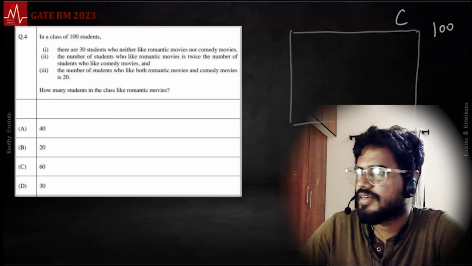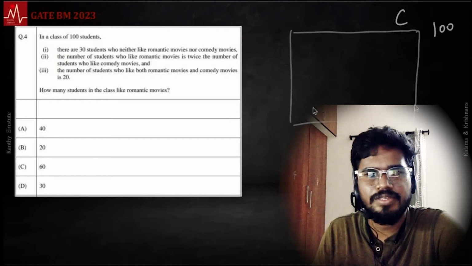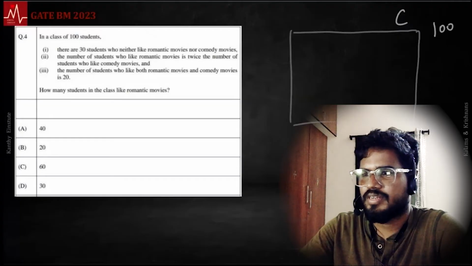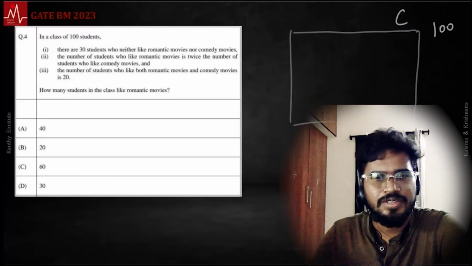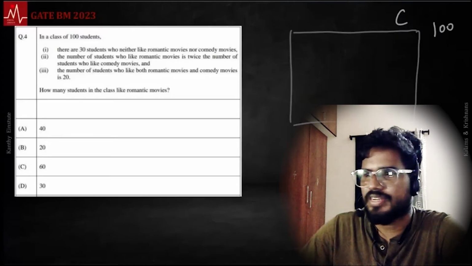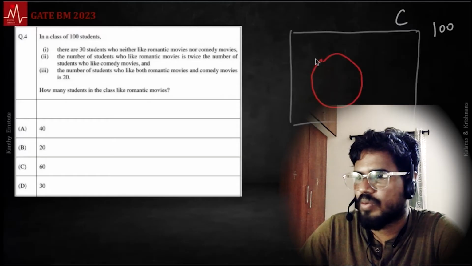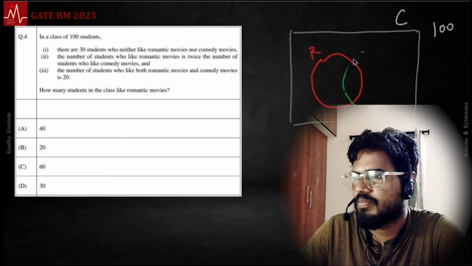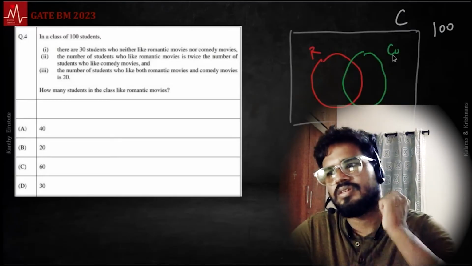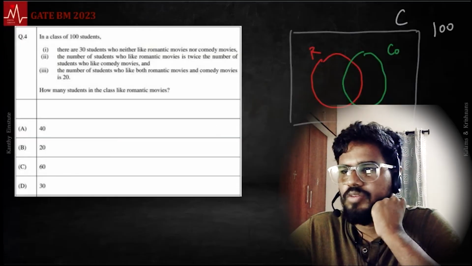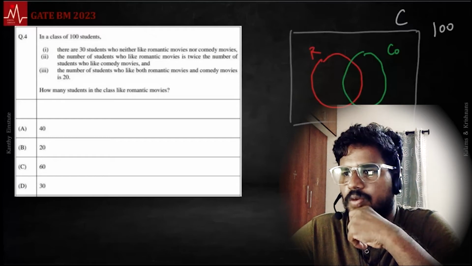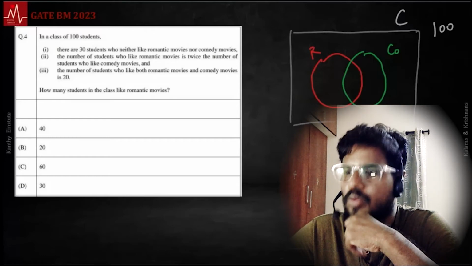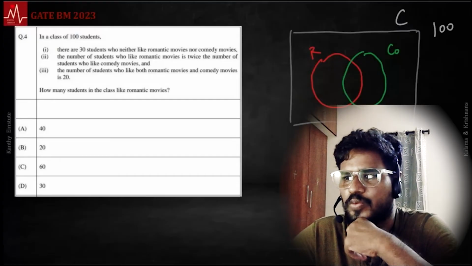30 students are romantic. Hey, I'm drawing as if I have read the question. As I am drawing, if any detail doesn't fit, like there is a romantic movie class, there is a studio, there is a stadium and all that, I'll change the drawing. So there is a romantic movie, and there is comedy movie. Number of students who like romantic movies is twice the number of students who like comedy movies. Number of students who like both romantic and comedy movies is 20. How many students in the class like romantic movies?